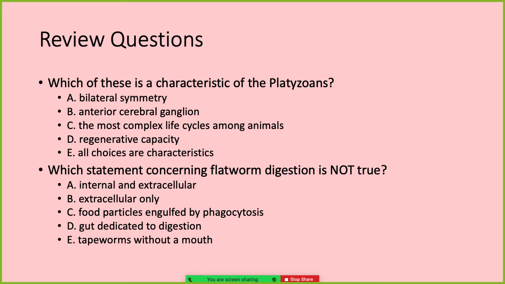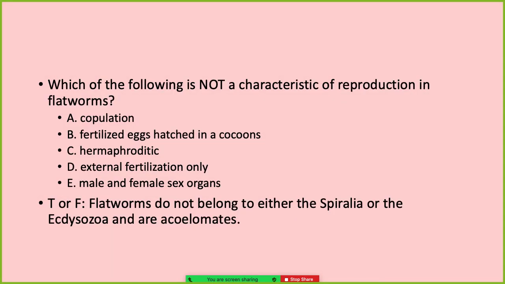Did you say D? Or did you say B? Oh, no, it's D. It's not dedicated to digestion because a lot of times it's used for the circulatory system. Which of the following is not a characteristic of reproduction in flatworms? B. They do have that. D then. It's D. They do internal fertilization.